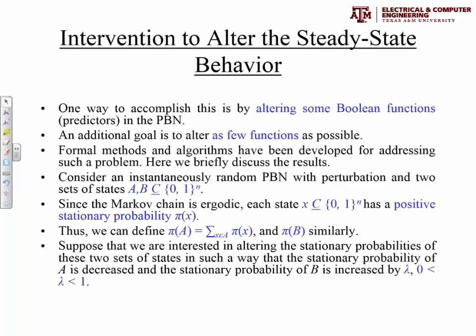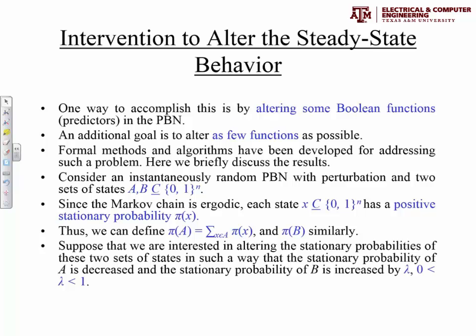So consider an instantaneously random PBN with perturbation and two sets of states that you're interested in, A and B, that are in the state space {0,1}^n. Since the Markov chain is ergodic, by putting a perturbation we made it ergodic, each state has got a positive stationary probability, right? And thus we can define for any set A of states, the stationary probability associated with that set as basically the sum of the probabilities of the elements that make up that set, right? And similarly, you can define pi B.